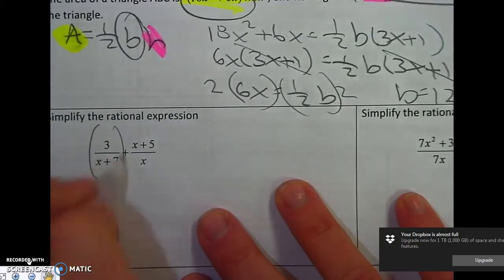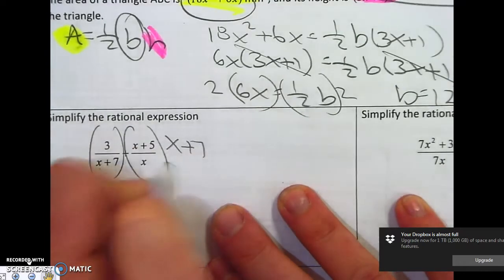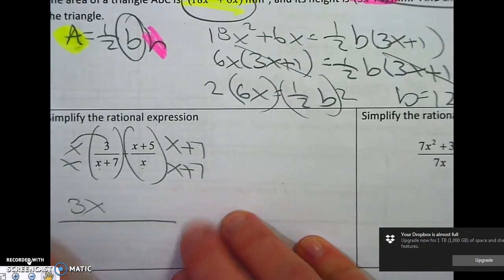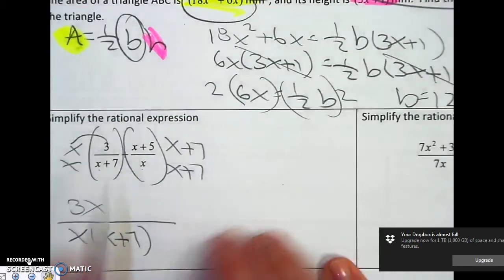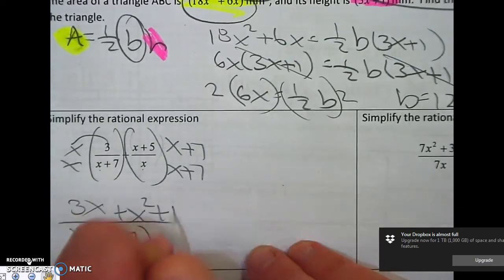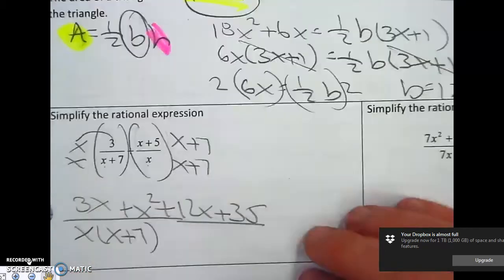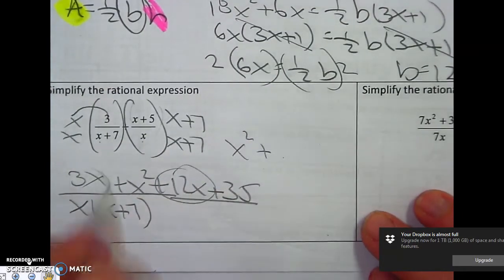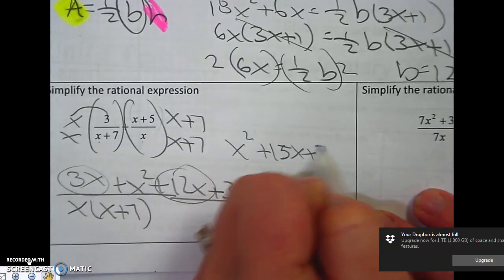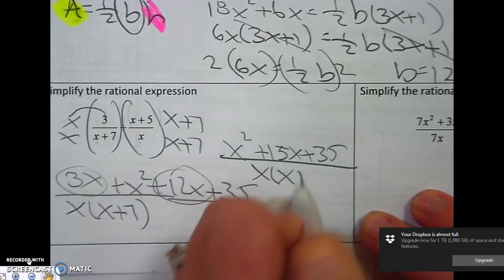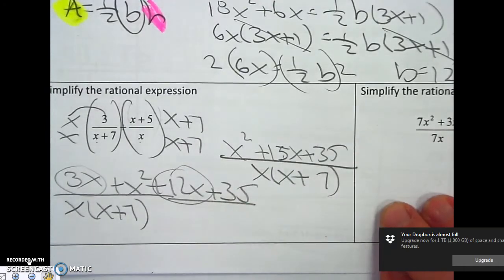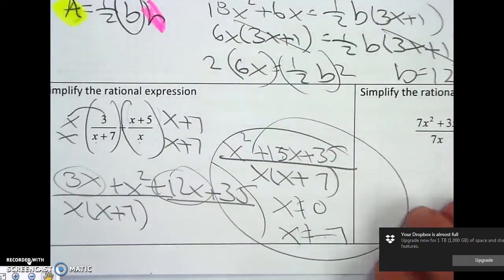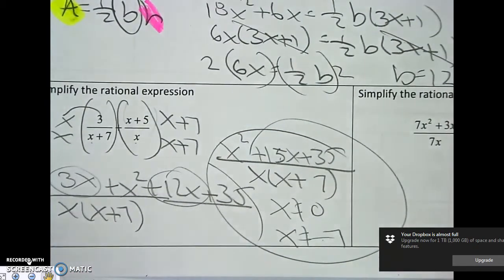Adding, make the bottoms the same. This has an x plus 7, give this an x plus 7. This has an x, give this an x. Then multiply, write the denominator, and then do your box. Now simplify. So put just things that are the same together. I know I cannot factor the top, but always check, state the restrictions, and you're done. All right, last problem.